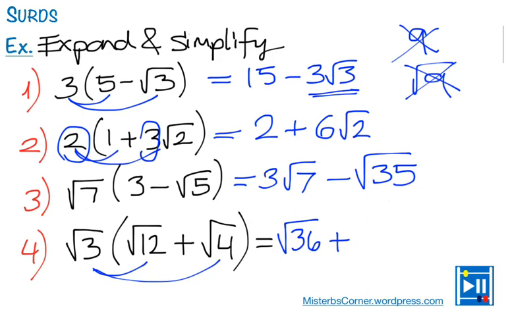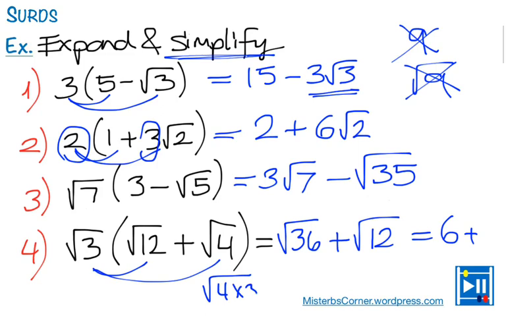Plus root 3 times root 4 is root 12. Now I can't stop here. I have to simplify this expression. So root 36 is basically 6, because 36 is a square number, right? And root 12, now you can consider this as root 4 times 3 and write 2 root 3. So this goes here, right?